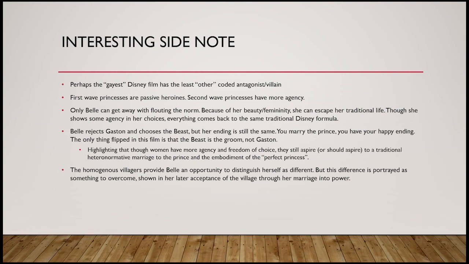She's slightly more the master of her own destiny, but as a second wave princess, she still succumbs to the idea that a heteronormative life is the perfect one and she needs to marry the prince and live her happily ever after. There is no other perfect happy ever after ending. And then another interesting point is that only Belle can get away with flouting the norm. Because of her beauty and her femininity, she can escape her traditional life.